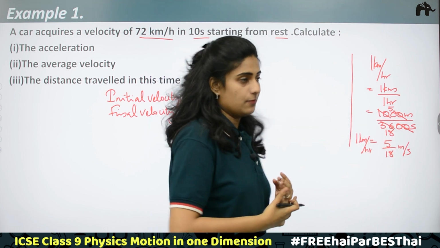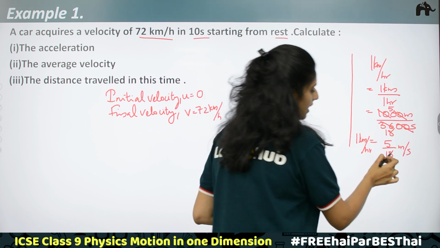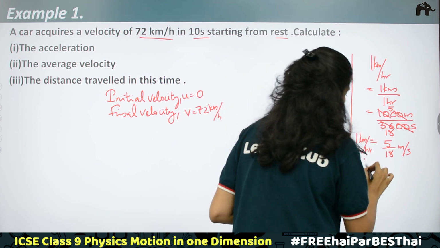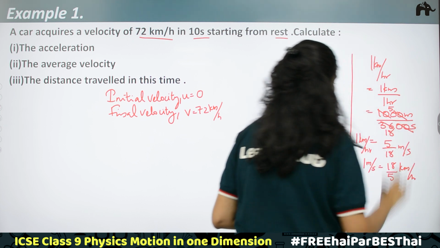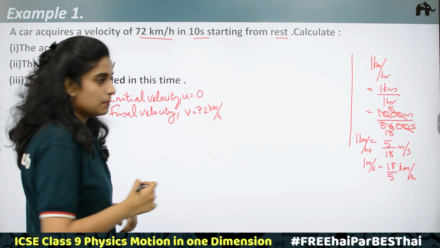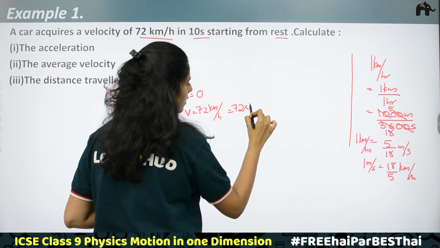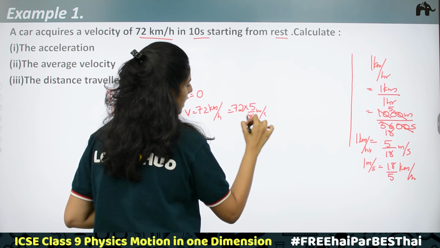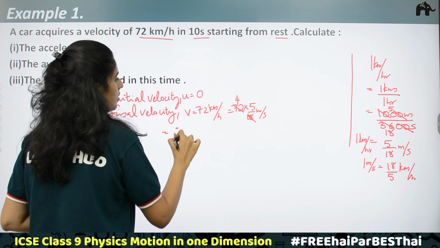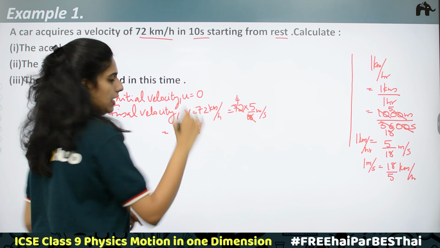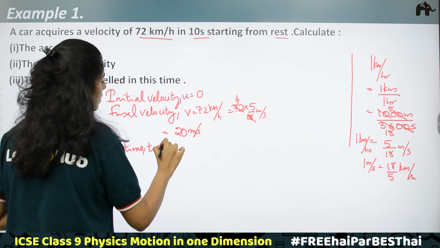Or if you need to convert meter per second into kilometer per hour, what can be done? We'll take the reciprocal. Taking this to the opposite side, it becomes a reciprocal. Then 1 meter per second is equal to 18 by 5 kilometer per hour. So here we have 72 km per hour, which is equal to 72 into 5 by 18 meter per second. So 18 into 4 is 72. So you will be getting the final answer 20 meter per second. Okay, what else is given? Time is given. Time t is equal to 10 seconds.